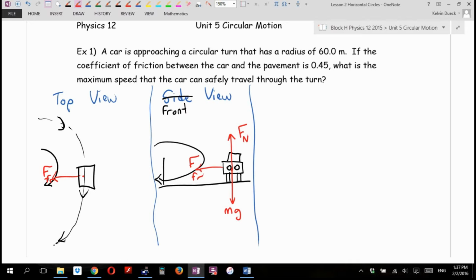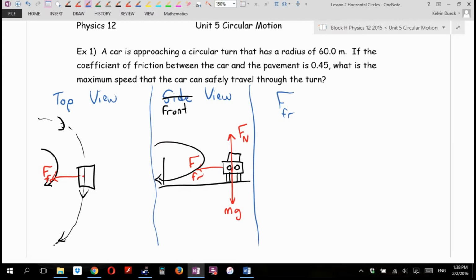Who's winning? Vertically in this diagram, it's a tie. Is the car sinking into the ground like quicksand? Is it flying like Superman? Centripetally, or I'll say horizontally because it is a horizontal circle, who's winning? Well, there's only one force horizontally. Which force? Okay, so here's how we solve this. Winner. Is there a loser? No.